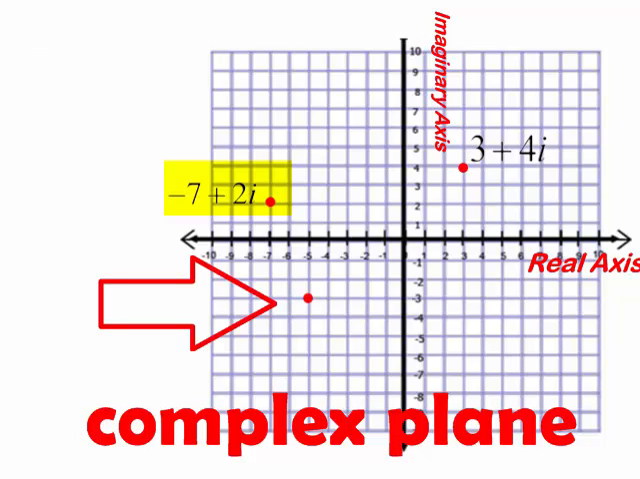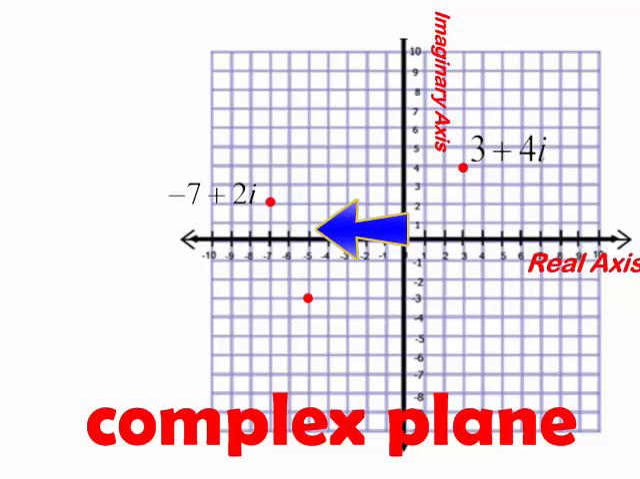Now let's check out this point in the third quadrant. Can you tell me the complex number for that point? In order to get to that point, we did go to the left 5 spaces and we went down 3 spaces. So the real part of this complex number will be -5 and the imaginary part will be -3. This is the complex number -5 minus 3i.